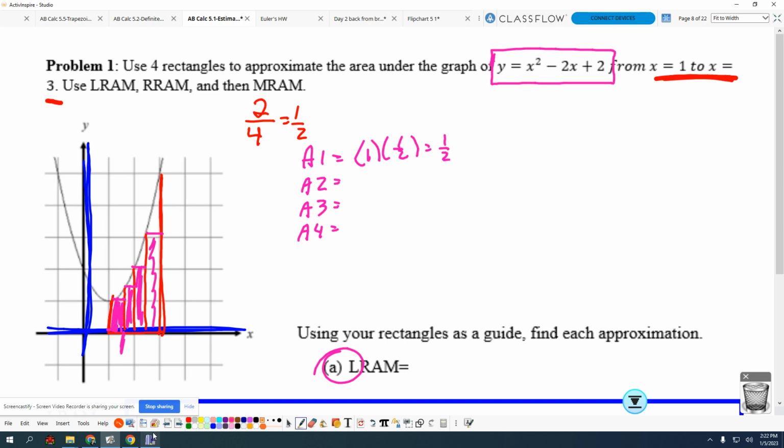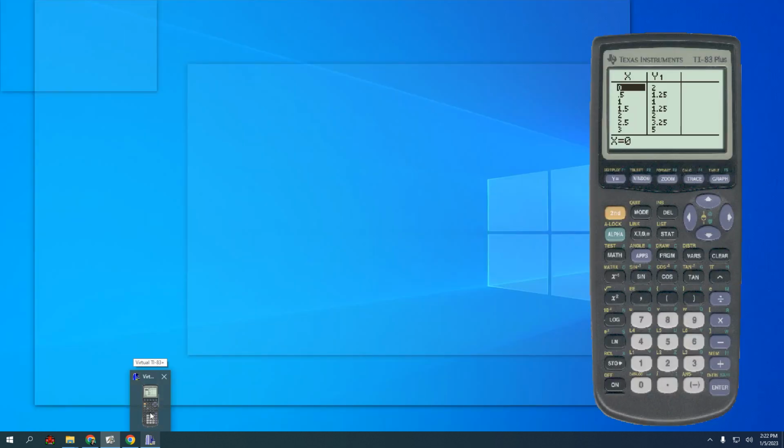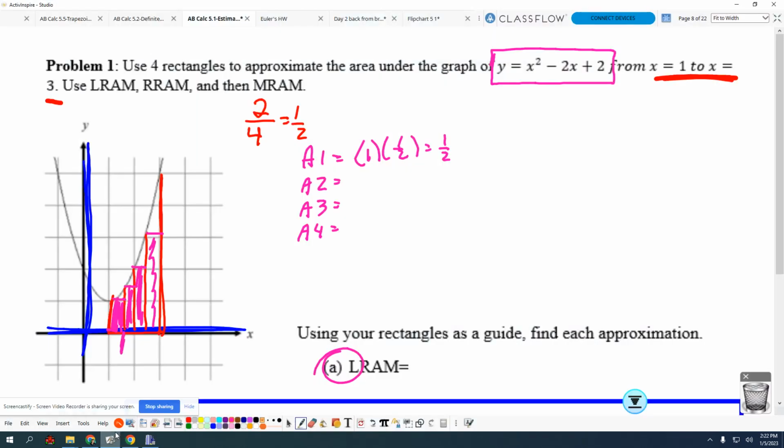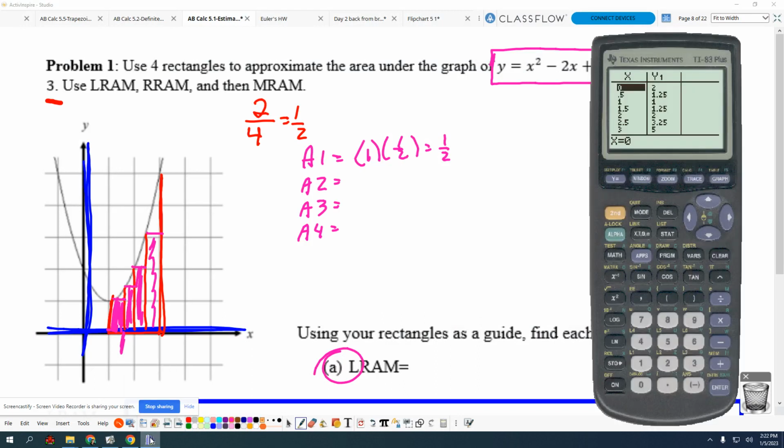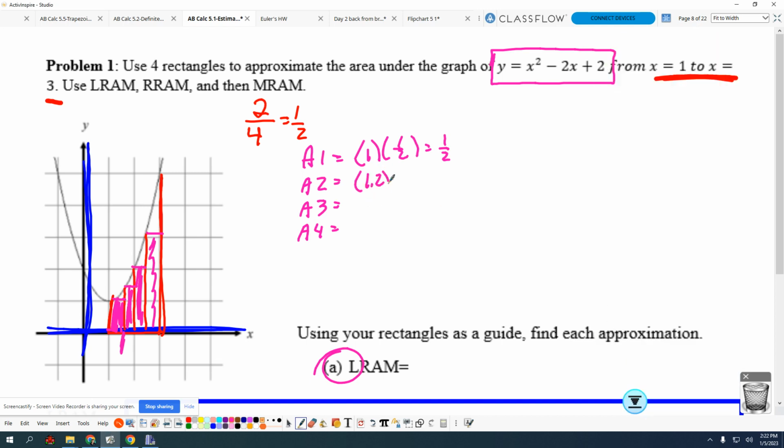1.5. So, looking at the table on the graphing calculator. Whoa, awesome. 1.25. 1.25 right there. What was the width of the rectangle again? Still 1/2, right? The one, what was the height? 1.25. 1.25.